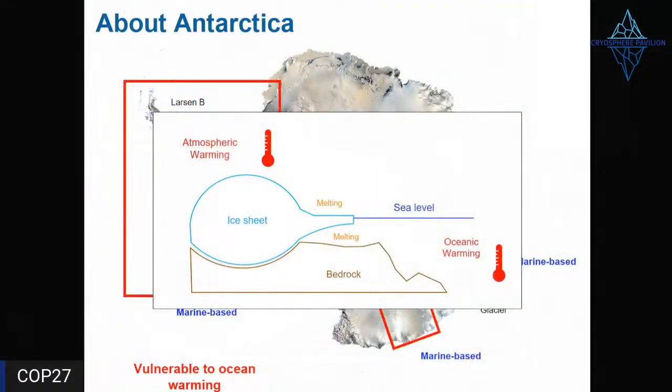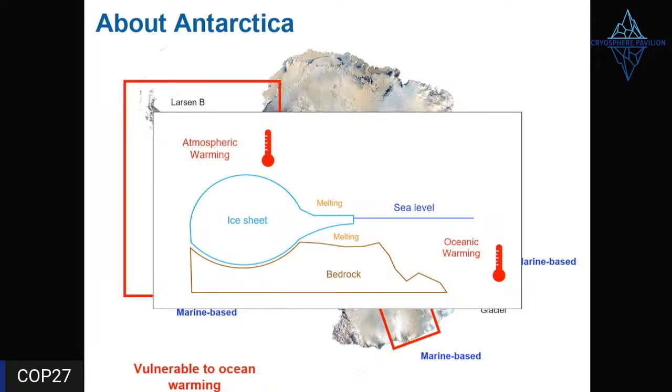Antarctica is quite complex, and I will explain everything in a moment. It has some sectors that are what we call marine-based, and as such, they are vulnerable to oceanic warming, and I will explain what that means. The ice that accumulated on the continent is flowing, because ice is a medium that deforms under the action of gravity and the temperature of the ice itself. So it flows toward the ocean, and when it arrives at the ocean, it starts floating.